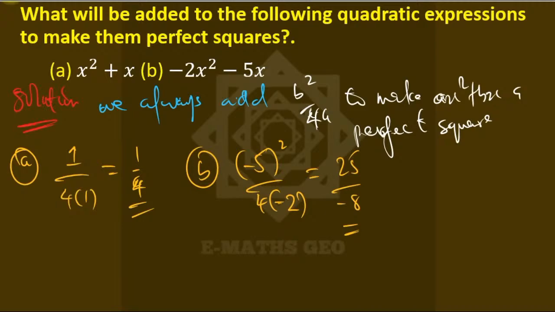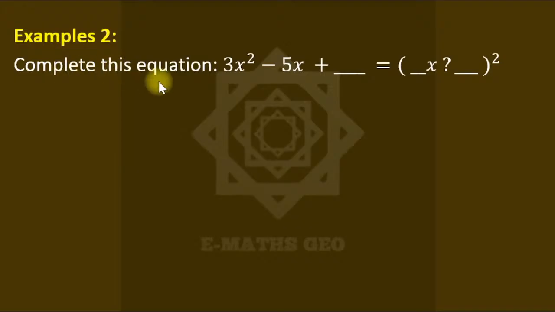Now, look at this. They say complete this expression. So as you can see, it's the same thing that we did now. It's the same thing. Add this. So what will be added to that, which is minus 5 over 4 times what? 3. To make it a perfect square. So let me just erase it and write it well down.